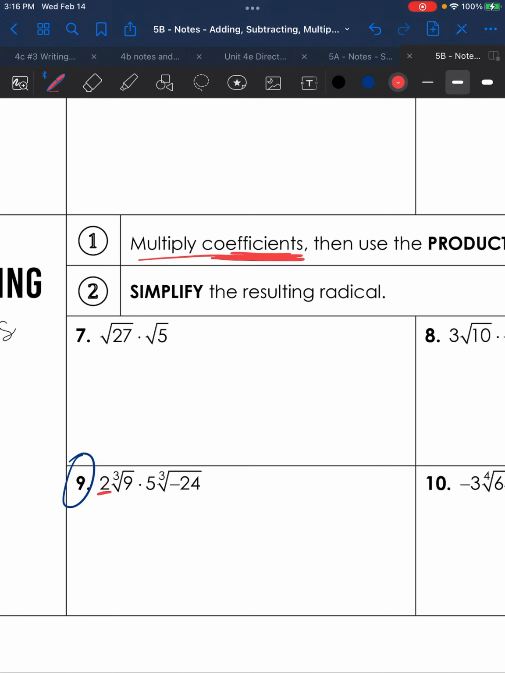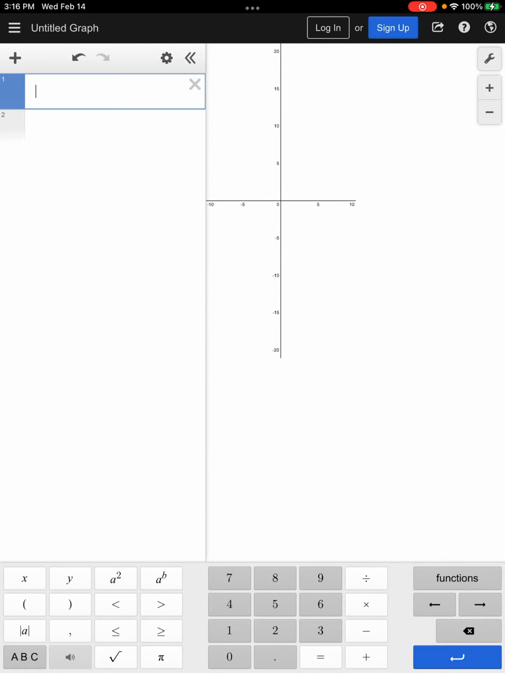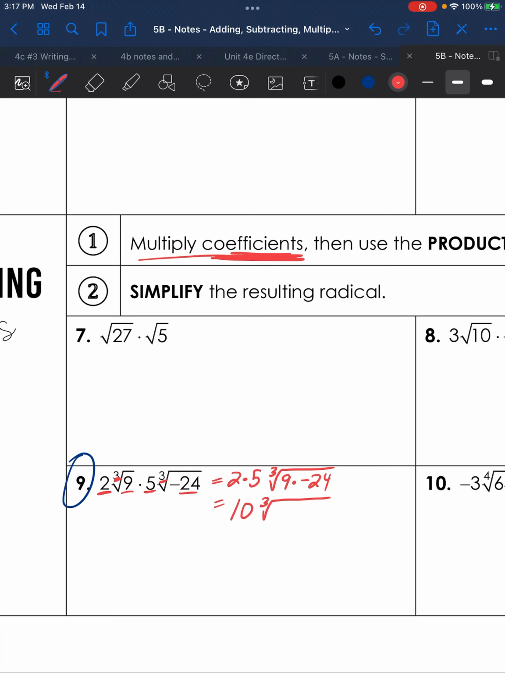So we multiply the outsides together first, 2 times 5. I'll just show this for this time. And then we'll multiply inside the radicals. And it's a cube root because the indexes are the same. We can multiply inside. So 9 times negative 24. So you have 2 times 5 is 10. Cube root of 9 times negative 24. I don't know what that is off the top of my head. So let's see, 9 times 24 is 216. I know one of them is negative, so it'll be negative 216.